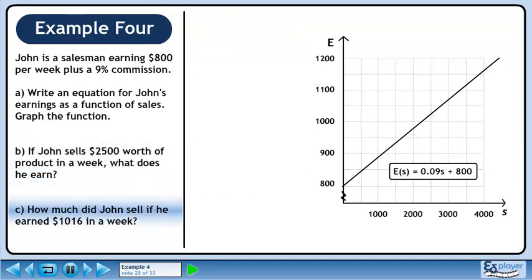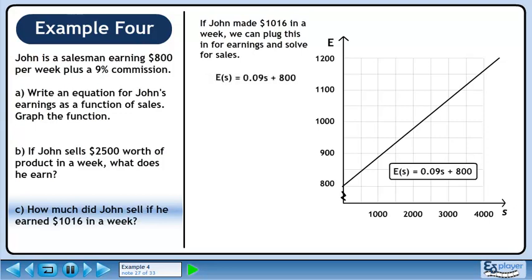Now we'll move on to Part C. How much did John sell if he earned $1,016 in a week? If John made $1,016 in a week, we can plug this in for earnings and solve for sales. Rewrite the function. Replace the left side with 1,016.